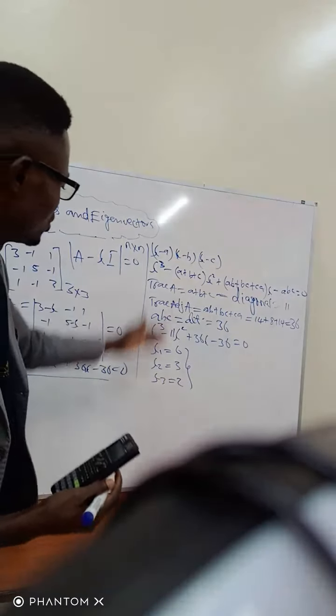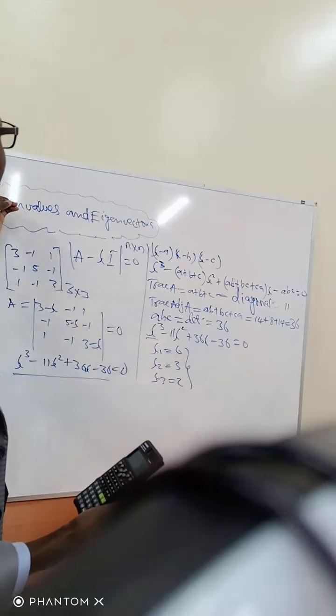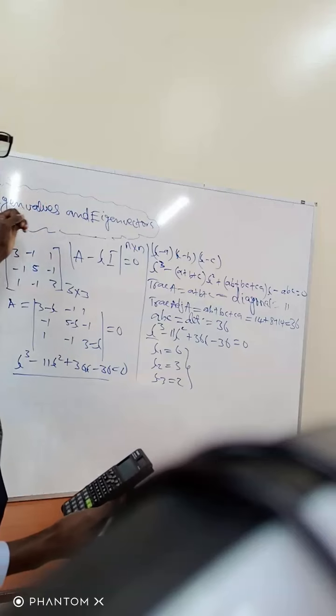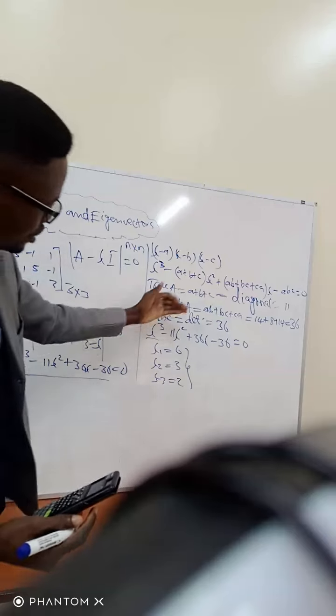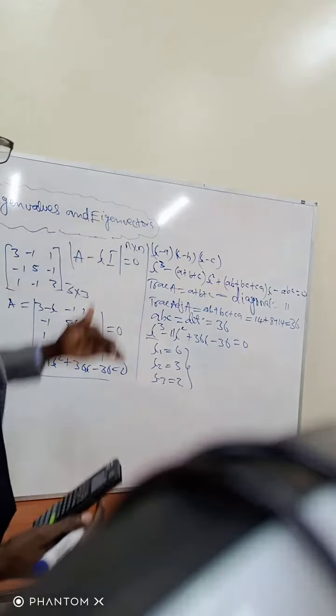So these 3 values, 6, 3 and 2, are the eigenvalues. So in the next video, we are going to use these values to find our corresponding eigenvectors.